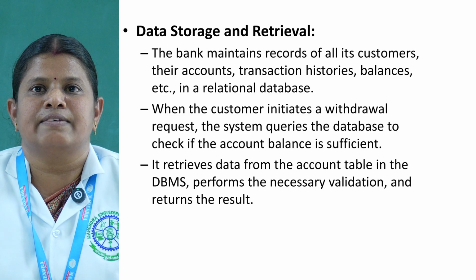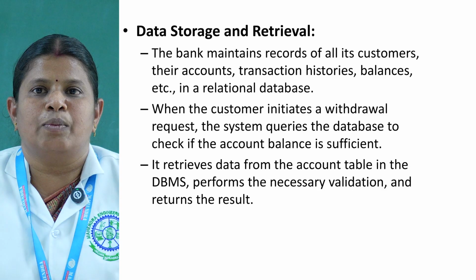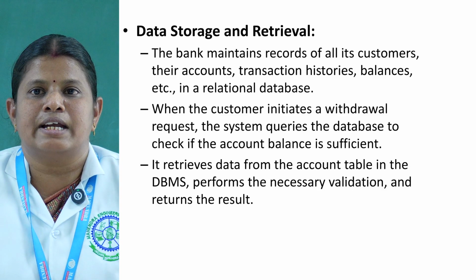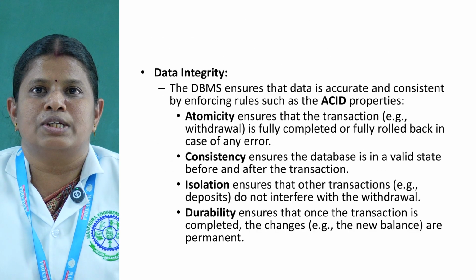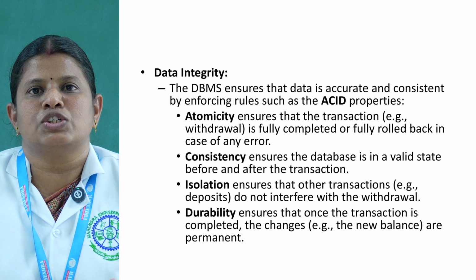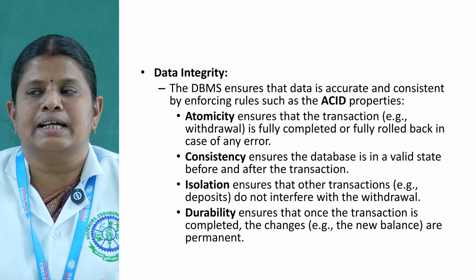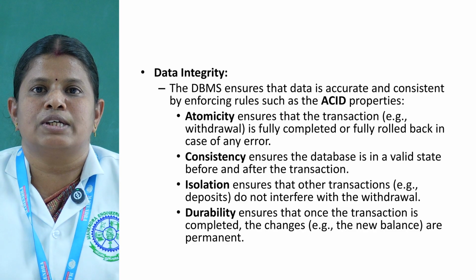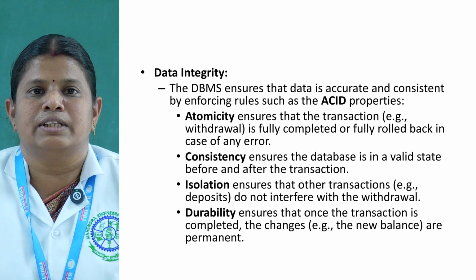When the customer initiates a withdrawal request, the system queries the database to check if the account balance is sufficient. It derives the data from the account table in the DBMS, performs necessary validation and returns the result. Data integrity: DBMS ensures data is accurate and consistent by enforcing rules such as ACID properties. Atomicity ensures the transaction, for example a withdrawal, is either fully completed or fully rolled back in case of an error. Consistency ensures that the database is in a valid state before and after the transaction. Isolation ensures that transactions do not interfere with the withdrawal.